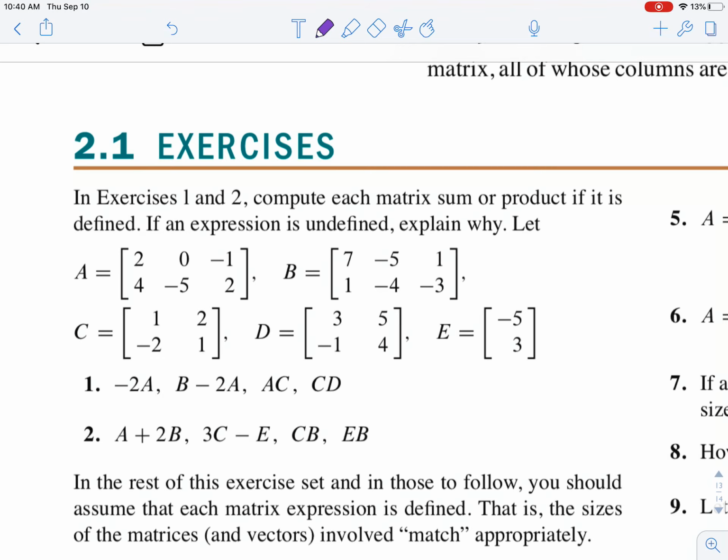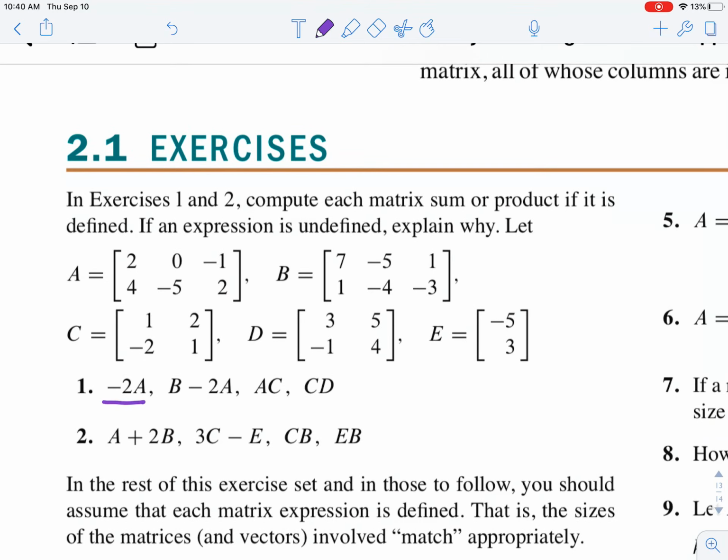And so what we're being asked to do, like this one is negative 2 times A. Well, we're going to have to figure out what it means if we multiply a number like negative 2 times a matrix. Or over here, we're doing A plus 2 times B. So we're going to have to figure out, what does it mean to do 2 times B? And then what does it mean to add it to A? And then we're also going to learn things like, what does it mean to multiply two matrices together? Can I multiply this matrix by this matrix?